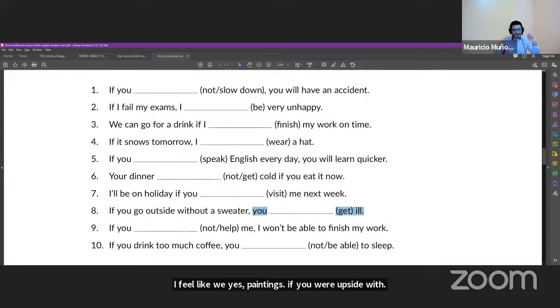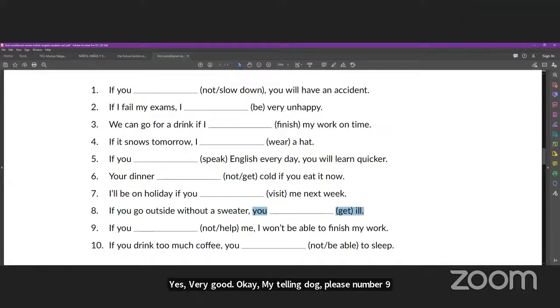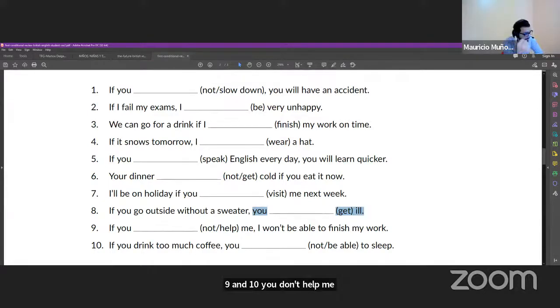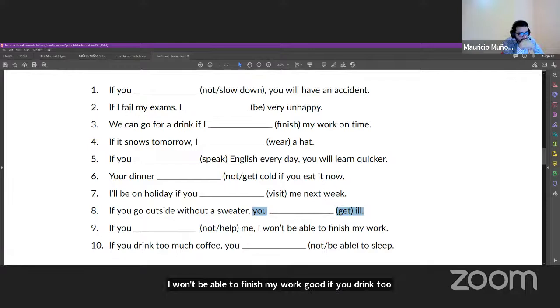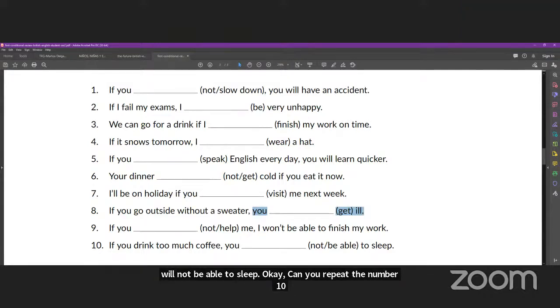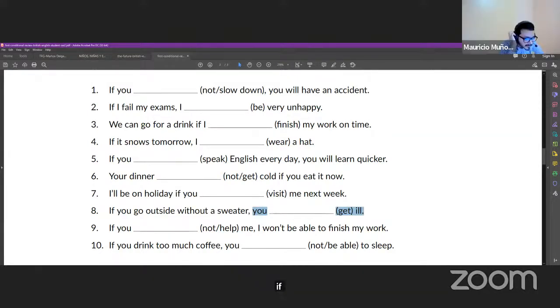Number 9 and 10. Okay. If you don't help me, I won't be able to finish my work. Good. If you drink too much coffee, you will not be able to sleep. Okay. Can you repeat the number 10? If you drink too much coffee, you will not be able to sleep. Yes, correct. Thank you.